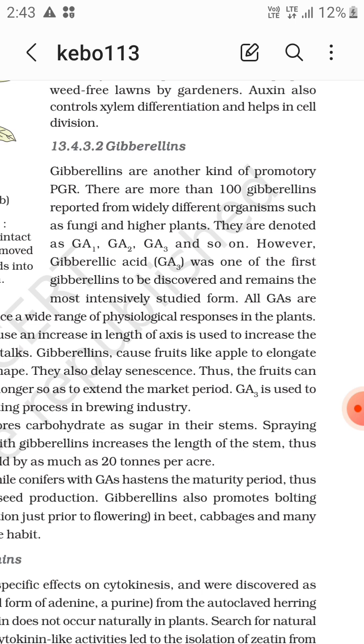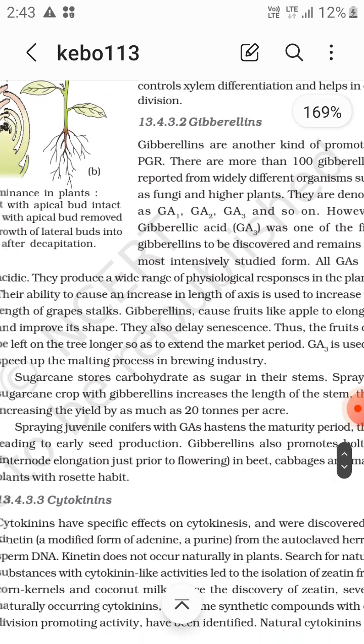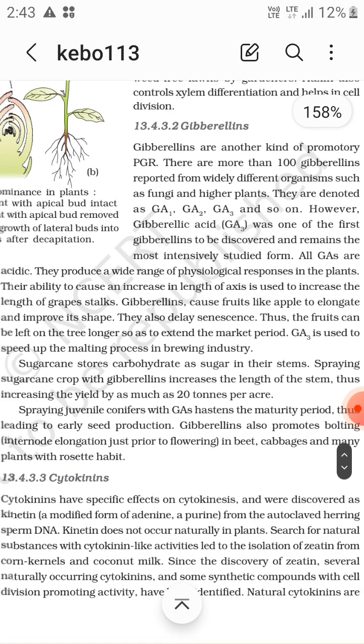Now gibberellins are another kind of promotory PGR. There are more than 100 gibberellins reported from widely different organisms such as fungi and higher plants. Gibberellins are denoted as GA1, GA2 and GA3 and so on. However, gibberellic acid GA3 was one of the first gibberellins to be discovered and remains the most intensively studied form. All GAs are acidic, right?